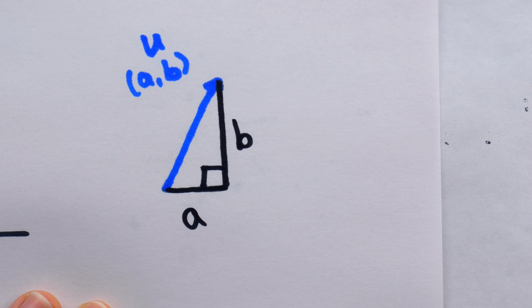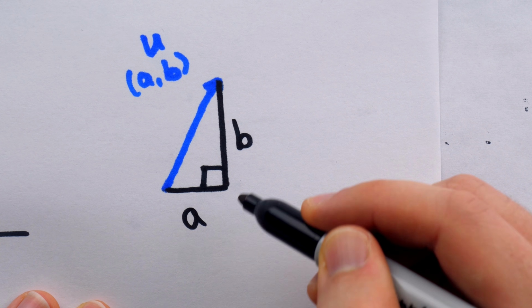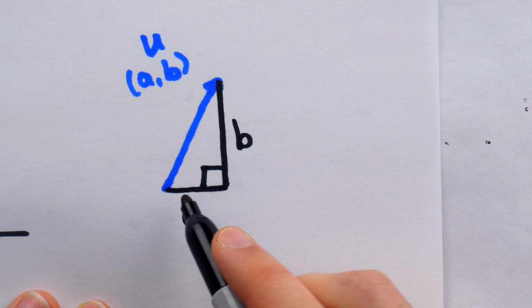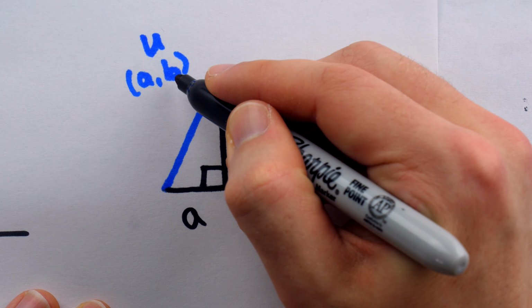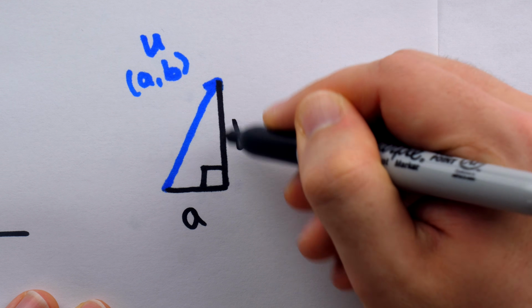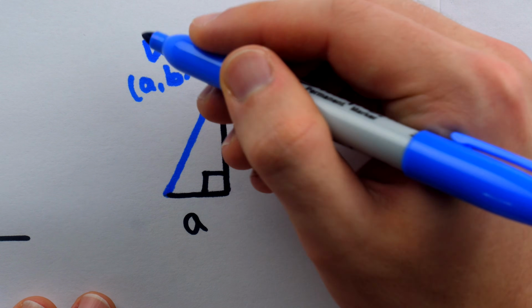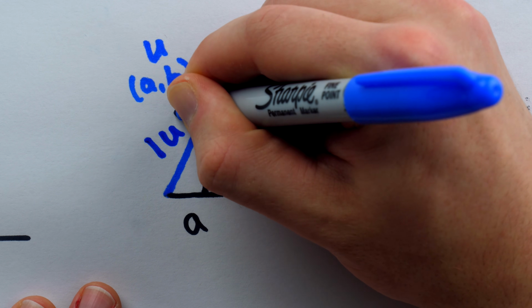Since u is the vector going from the origin to the point A, B, we know the leg lengths of this right triangle. The horizontal component is a, so that's the length of the bottom leg, and the vertical component is b, so that's the length of this leg on the right. The hypotenuse, of course, is the vector u, and its length is denoted with absolute value bars.